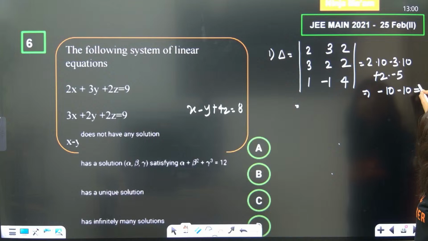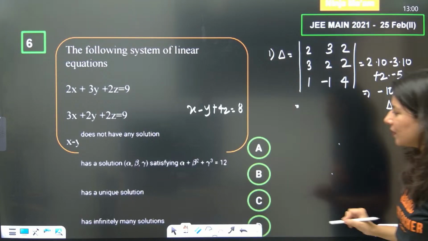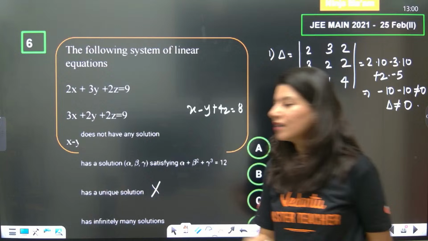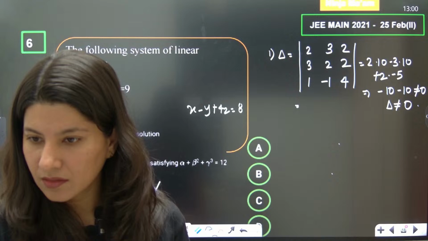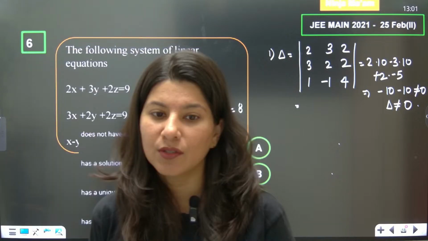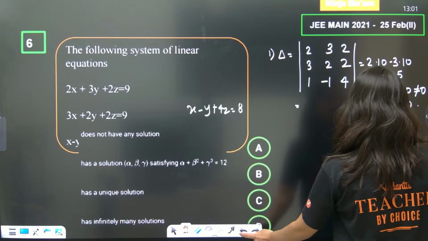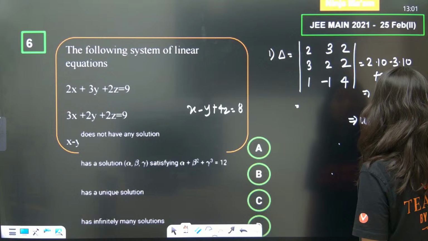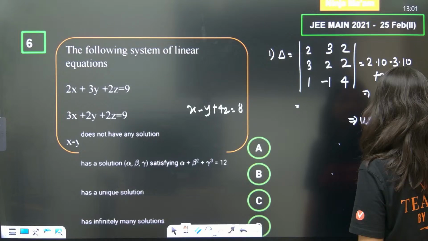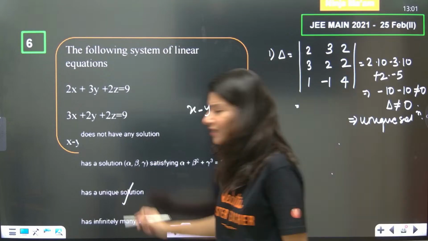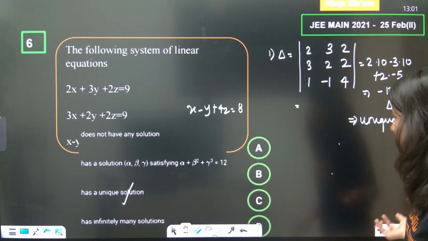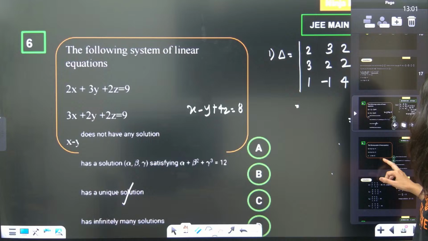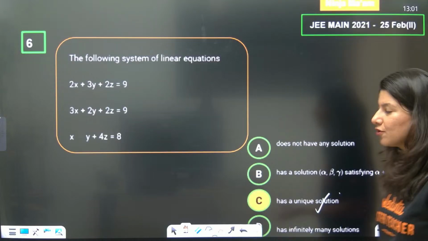Can you see this is not equal to 0? Delta not equal to 0 means what? Sorry, not equal to 0 means it has a unique solution. I think option C is absolutely right then. We don't have to solve it also. Option C is absolutely right, has a unique solution. Done. Easy question. JEE Main 2021.